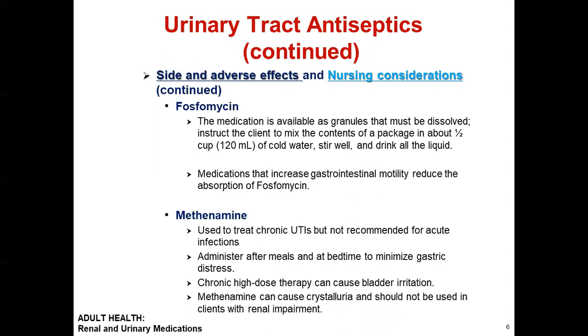Another drug is called methenamine, used to treat chronic urinary tract infection, but not recommended for acute infection. So if anybody has repeated infections, we use methenamine. Administer after food or a meal, or at bedtime, to minimize GI upset. Nausea, vomiting, or sometimes diarrhea is common as a side effect. Chronic high-dose therapy can cause bladder irritation.